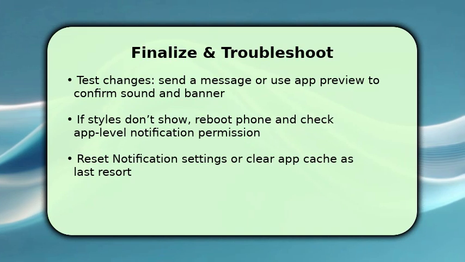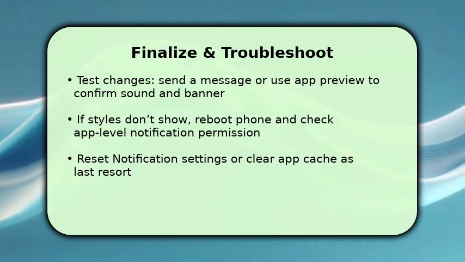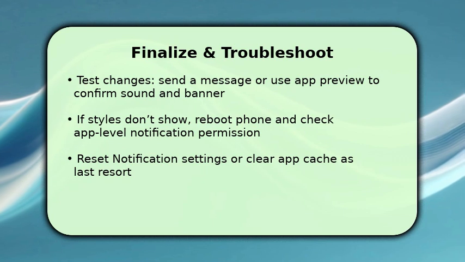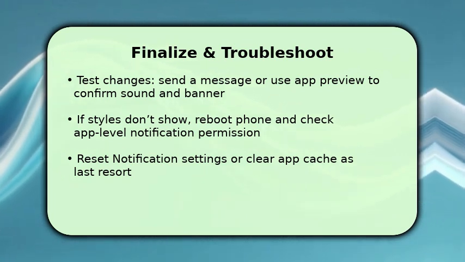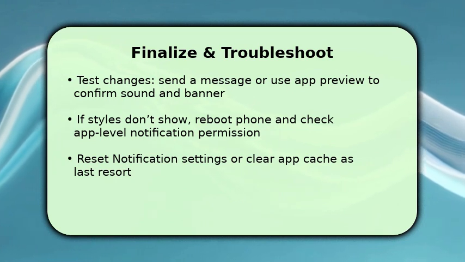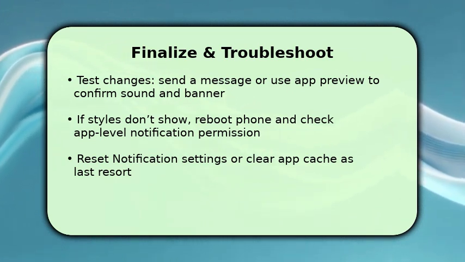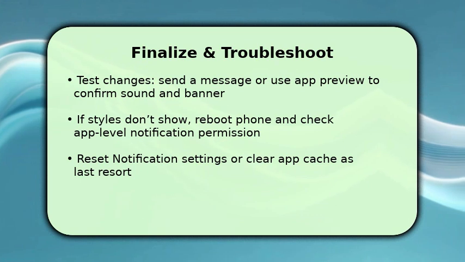To finish, test your changes by sending a message or using the app preview so you can confirm sound, banner, and lock screen visibility. If the new style doesn't appear, reboot the phone and make sure the app has notification permission enabled in its own settings.